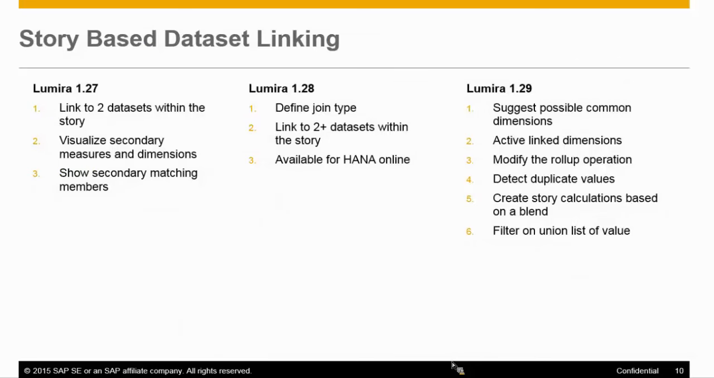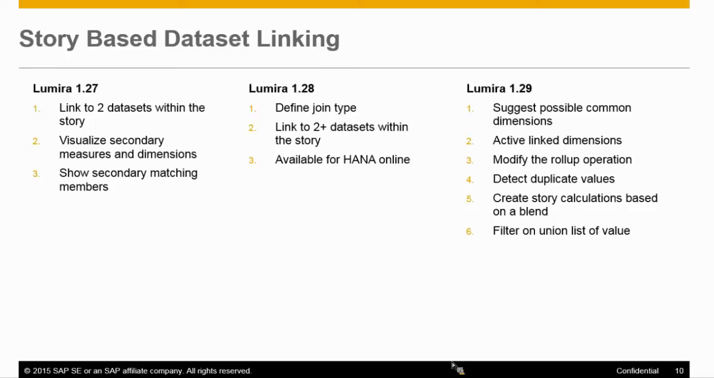So what I also wanted to do is give you a breakdown on dataset linking and all of its different capabilities per version that was released. In 1.27 is when we introduced dataset linking. You were able to link two datasets together.